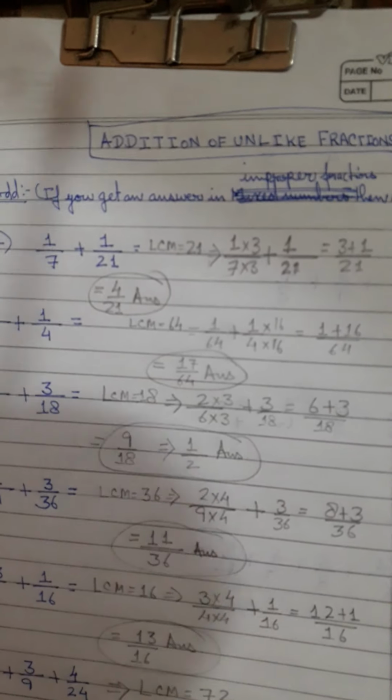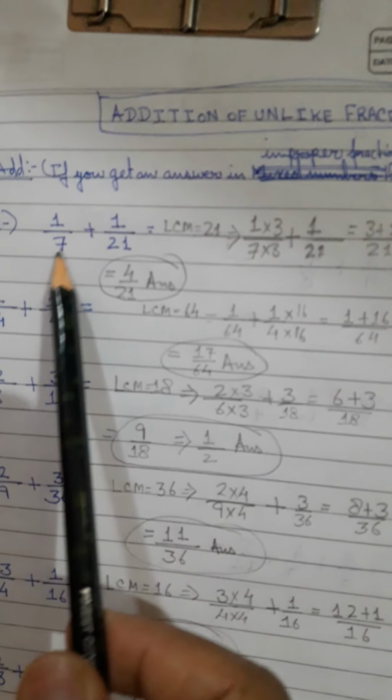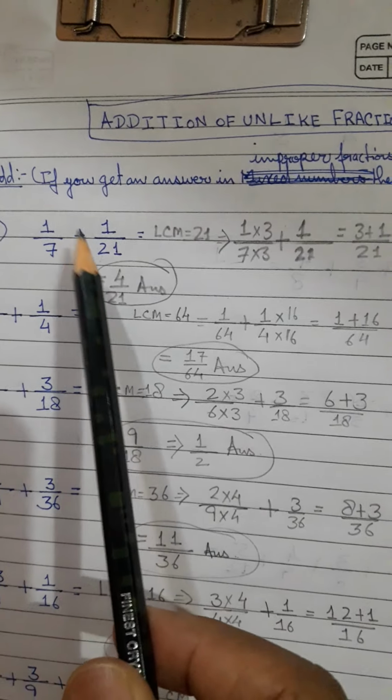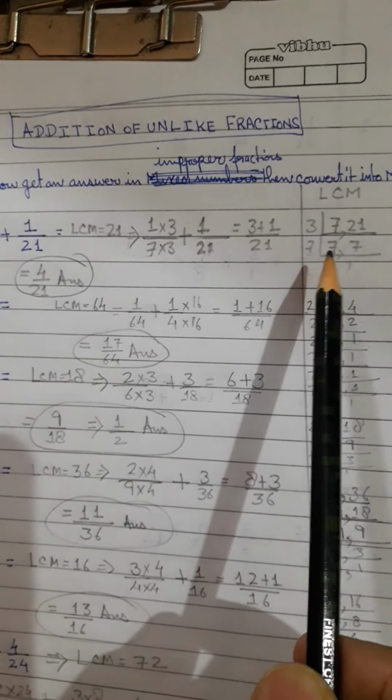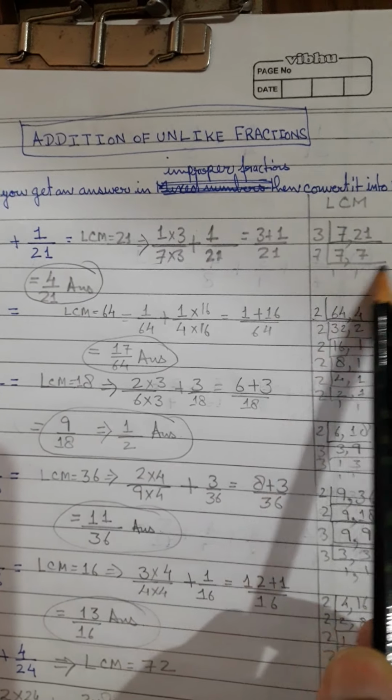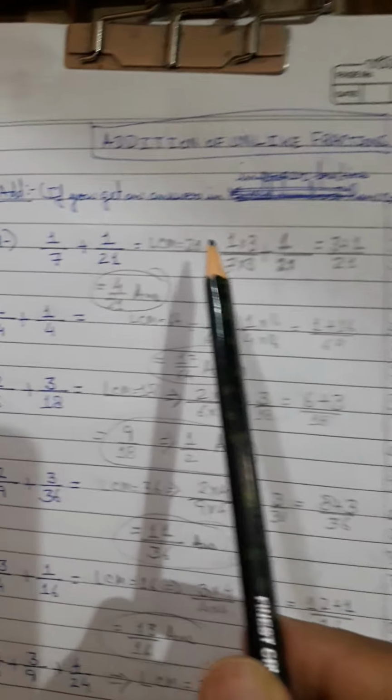Alright, good morning children. Let's look at the sums, addition on unlike fractions. Simple. Take the LCM of 7 and 21, right? Use the long division method. You'll get the LCM as 21.